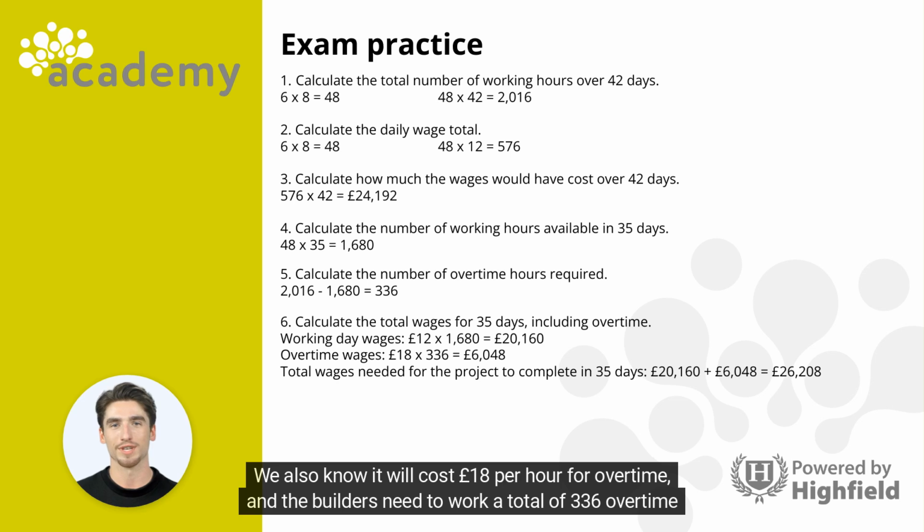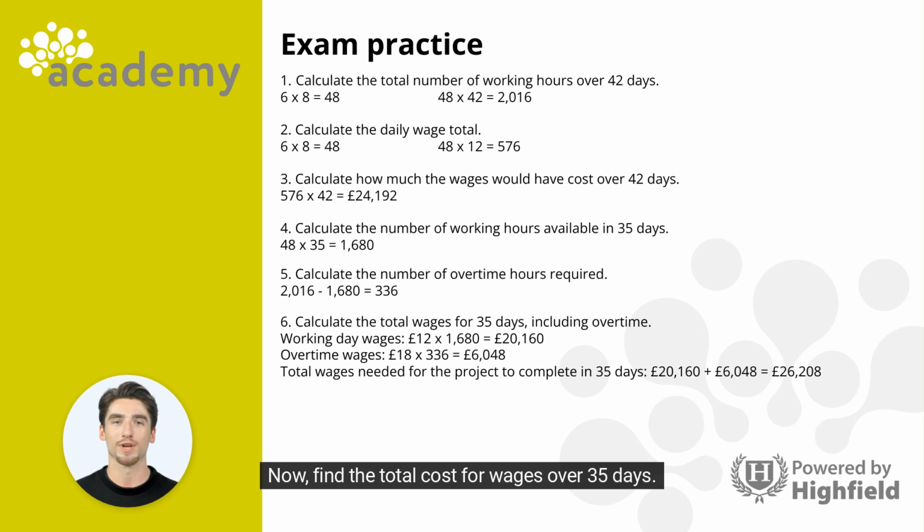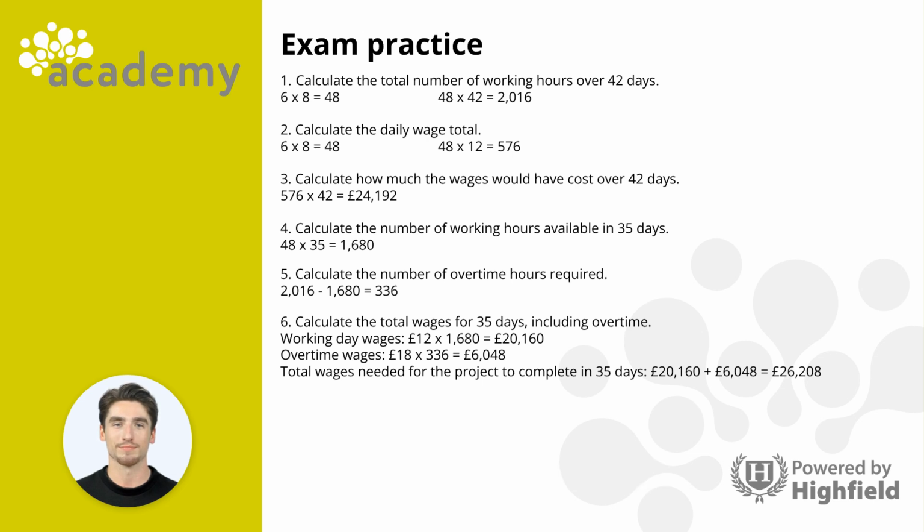We also know it will cost £18 per hour for overtime, and the builders need to work a total of 336 overtime hours. 18 multiplied by 336 equals 6,048. It will cost £6,048 for overtime. Now, find the total cost for wages over 35 days. £20,160 plus £6,048 equals £26,208.